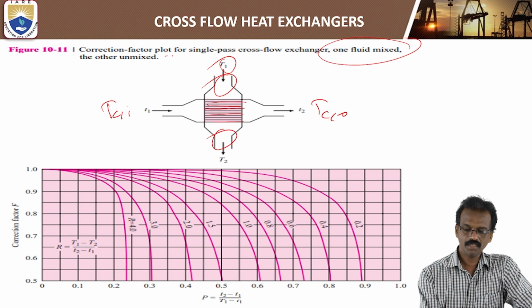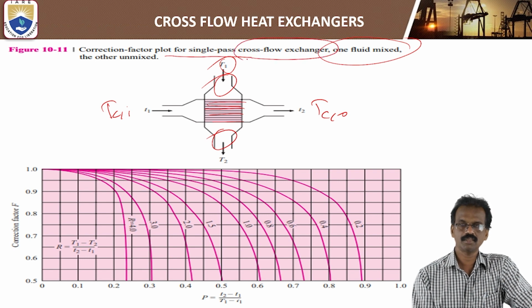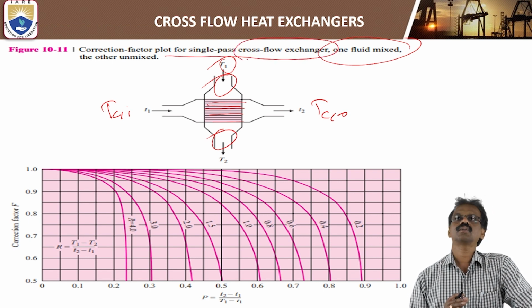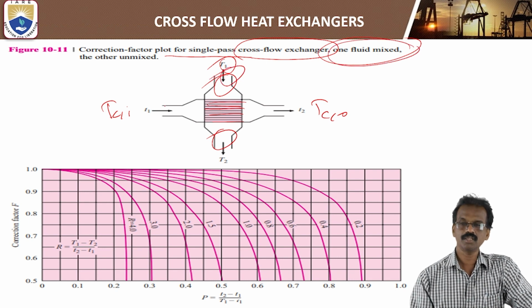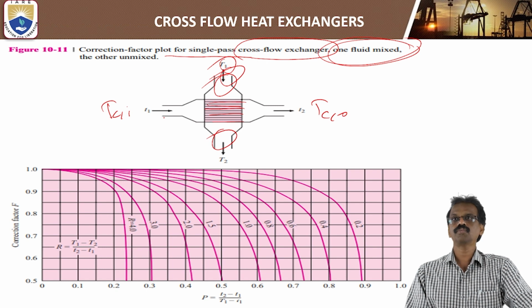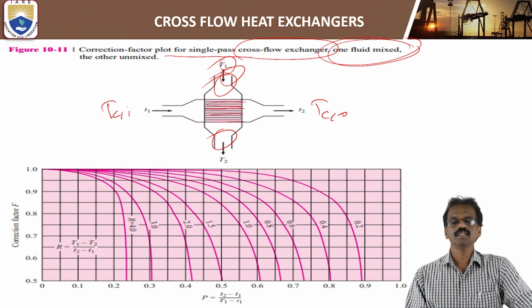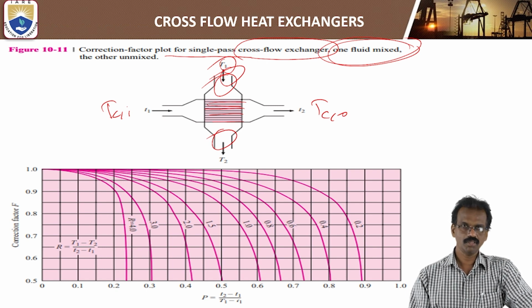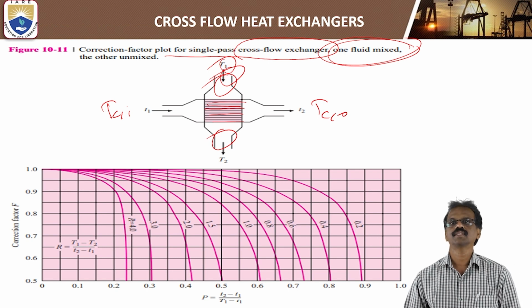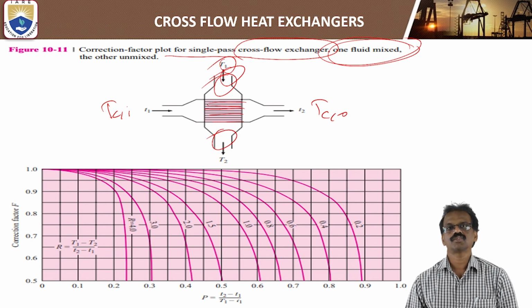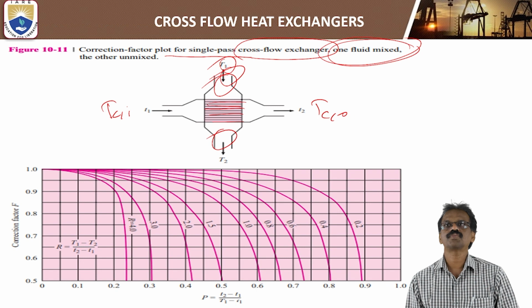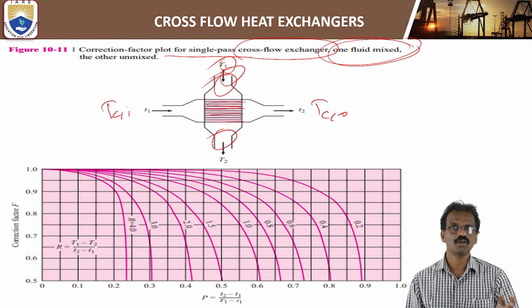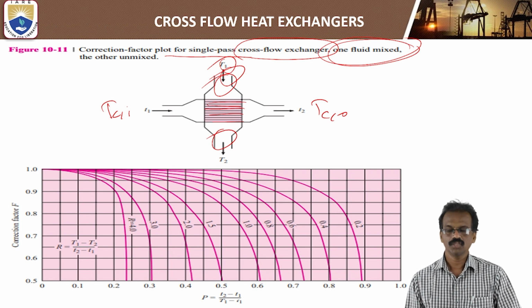So this condition is a single pass cross flow heat exchanger, where one fluid is mixed. That is, the hot fluid is mixed and the cold fluid is not mixed. If the condition is like this, you have to choose this type of figure. Based upon these figures, we can find the correction factor. By using the correction factor, we can solve the cross flow heat exchanger numericals.